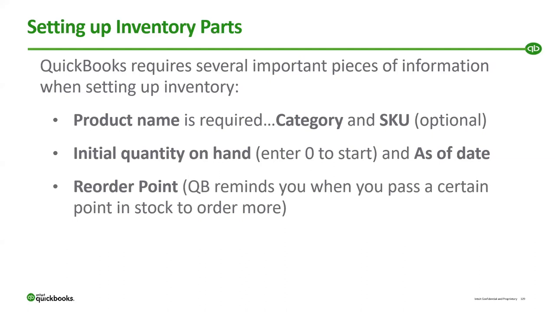Reorder point. QuickBooks reminds you when you pass a certain point in stock to order more. I really, really like this. You can set up alerts for any line item you want, whether it drops below a certain percentage. So as soon as it dropped below 30% for us, when it related to either bottles, labels, or corks, because there's a lead time, the system would then let us know and we would process that order up, right? You can set these reminders up and these reorder points on any item you want within the system.